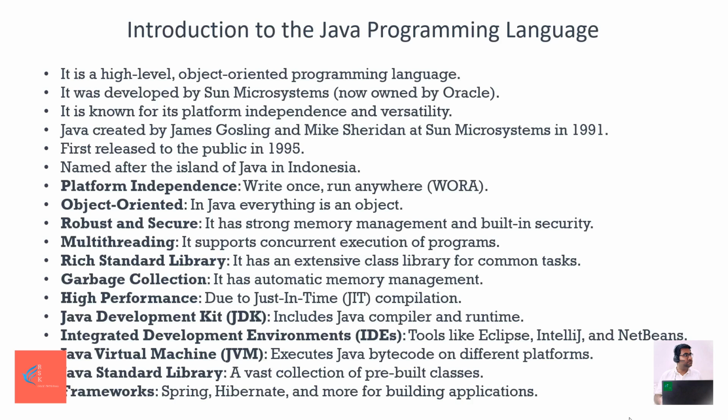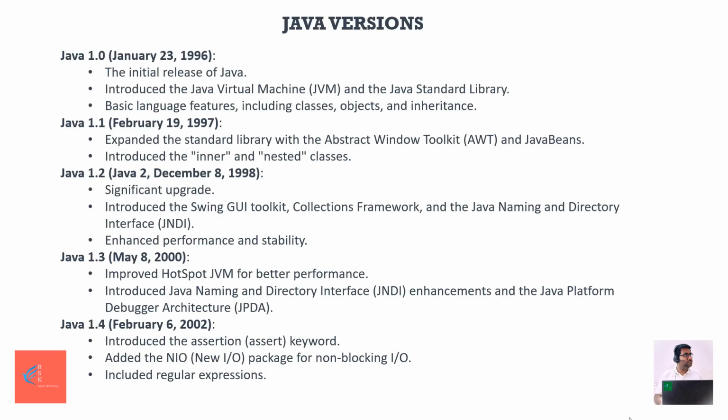Now let's see some previous versions of Java and their features. Java 1 was introduced in 1996. It was the initial release of Java. JVM was first introduced in Java 1, and all the libraries and all the basic code of Java were introduced in this version. It has basic language features, classes, objects, and inheritance. Java 1.1 expanded the standard library with abstract window toolkit and Java beans. Inner and nested classes were introduced in this version.